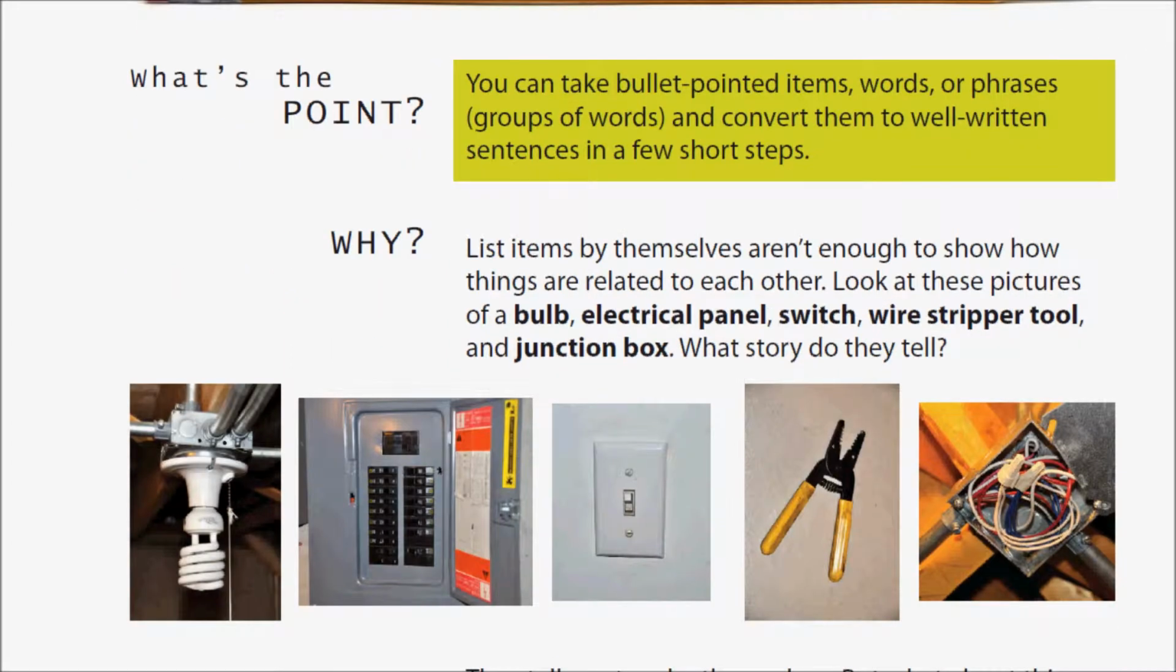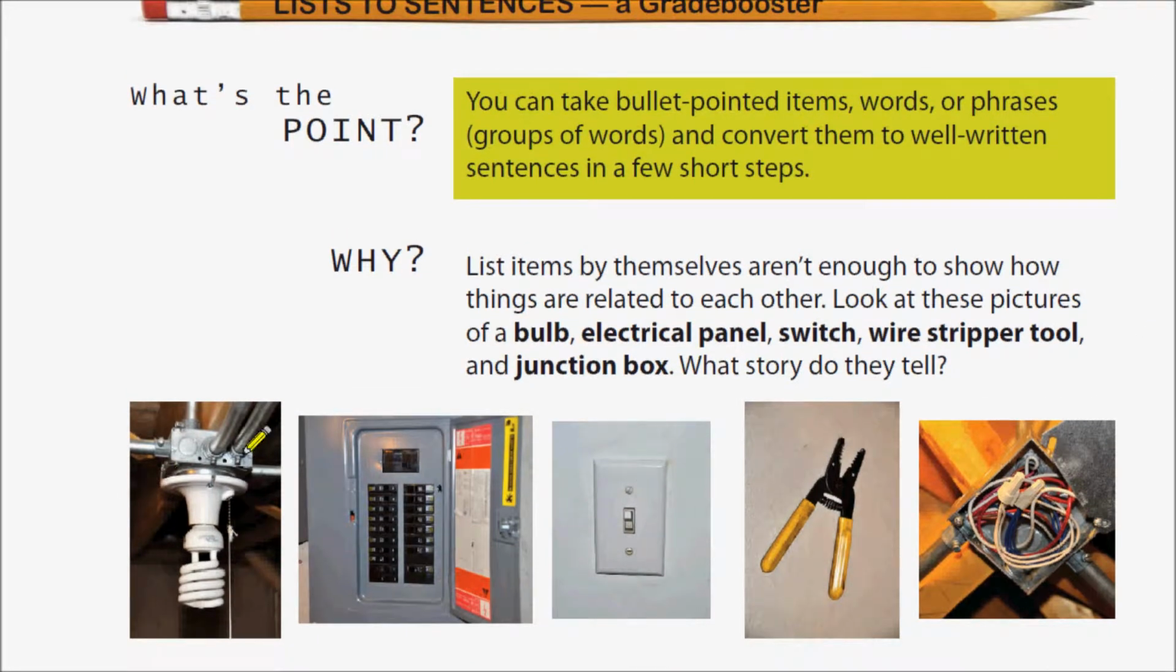Here's an example of what I mean. Here's a picture of a light bulb, an electrical panel, a switch, a wire stripper tool, and an electrical junction box. There you go. Now, what story do they tell? Just by looking at this list of items or this series of photographs, what story do they tell? They tell no story. They tell no story because just by listing them doesn't tell you why they're there or what the story is behind them.